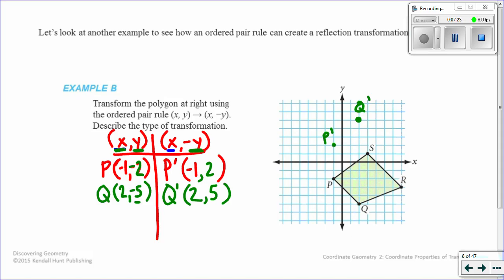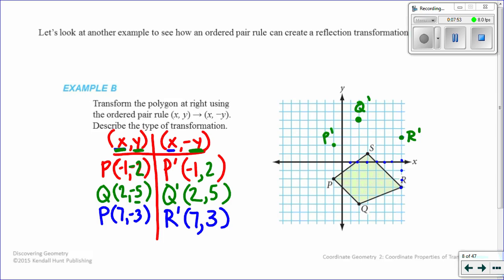Let's just finish this one off. So now I have R. My original R is, let's see, 1, 2, 3, 4, 5, 6, 7, and -3. Okay, and again, R prime, x remains the same, and y is the opposite. So 3 instead of -3. So I have (7, 3). Okay, so let's do that in green. So I have my R prime.